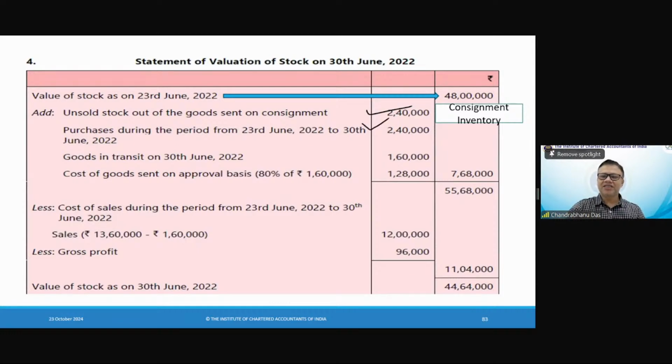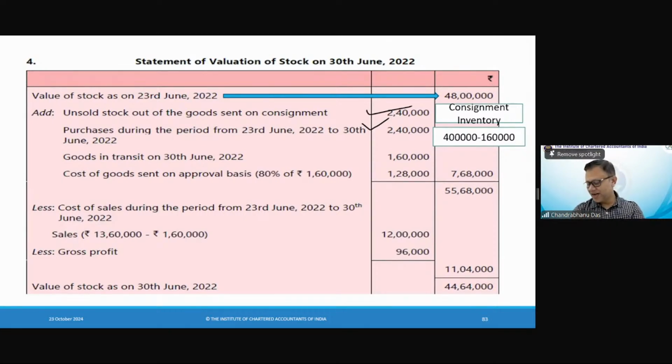Whatever purchases happened during the period has been mentioned, 4 lakhs. Out of this 4 lakhs, 1,60,000 is not there. It is not there means they are delivered, they are reaching on 5th July. So that 5th July transaction is not there in your books, it is not the actual purchase. So 1,60,000 you deduct and you are getting 2,40,000. But these goods which are in transit in the purchase were actually received on 5th July.